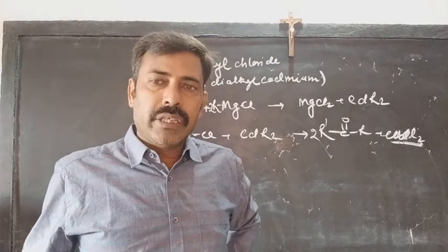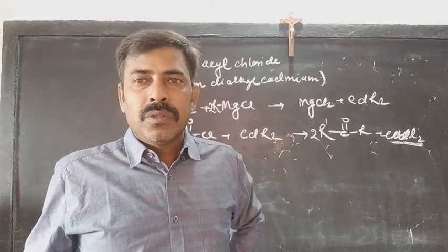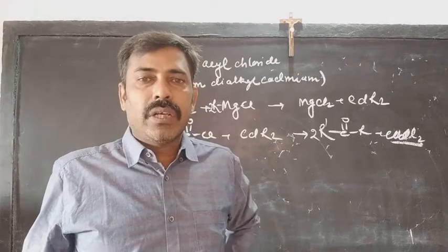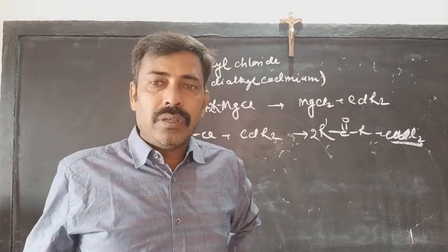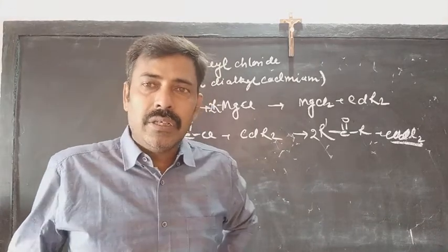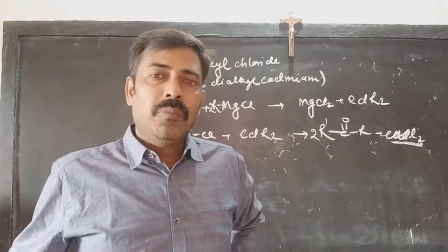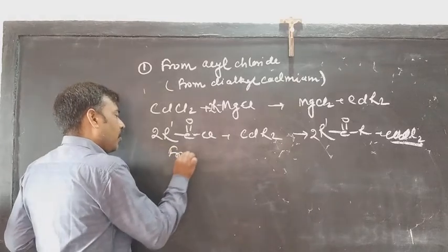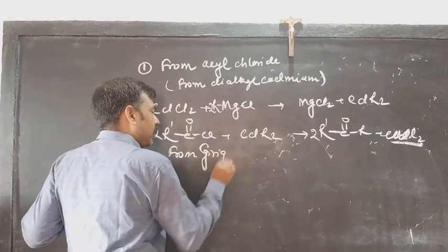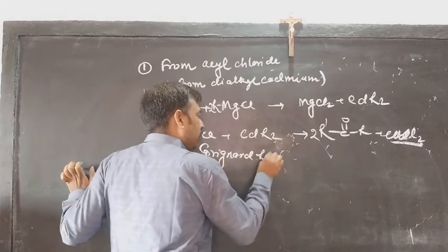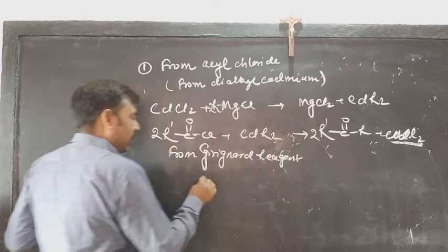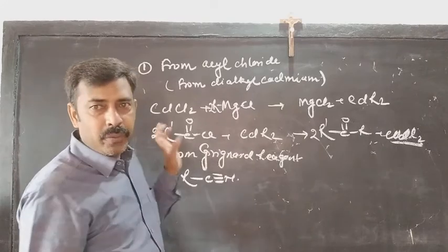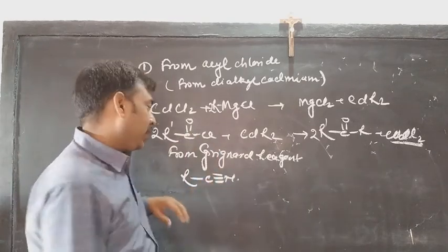Now we are going to see the next reaction, that is the preparation of ketone with the help of the Grignard reagent, directly with the Grignard reagent. How will you prepare the ketone with the help of the Grignard reagent? We can prepare the ketone by treating the Grignard reagent with the nitrile. So here is the nitrile, RC triple bond N.